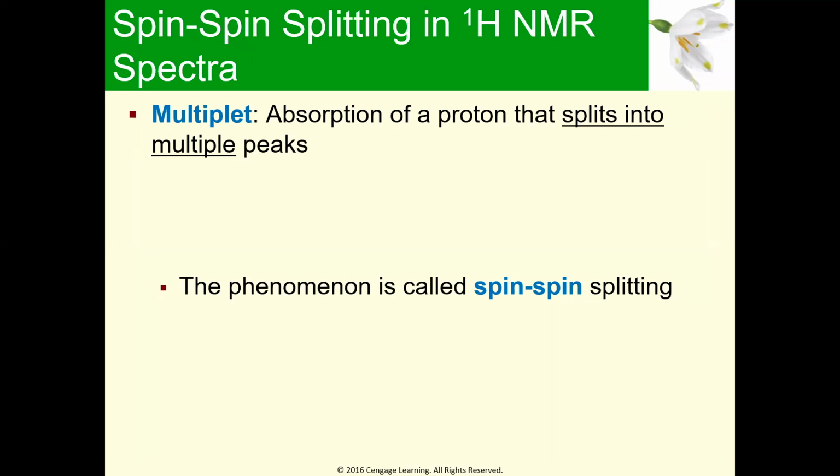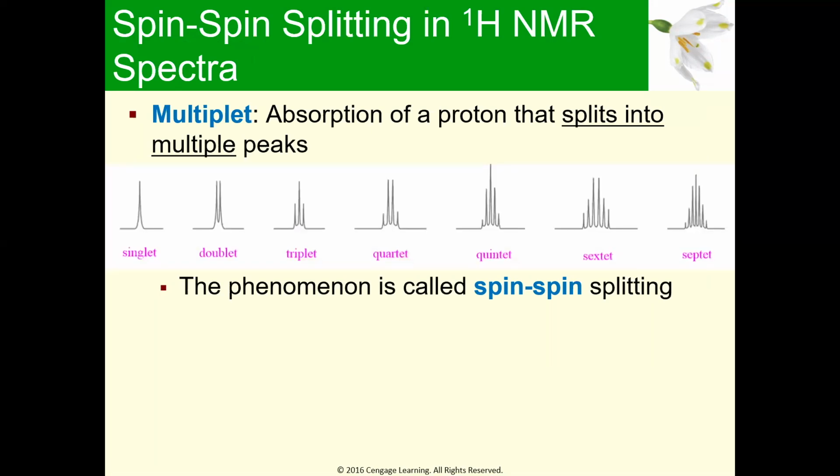So more detail about the peak splitting that we want to go over. And this is weird, but it is very powerful. So what happens is a peak can get split by neighboring hydrogens. So we call that a multiplet. The multiplet is the absorption of a proton that splits into multiple peaks. So it splits into multiple peaks. And we even get more detailed about it. We give each splitting pattern a name.